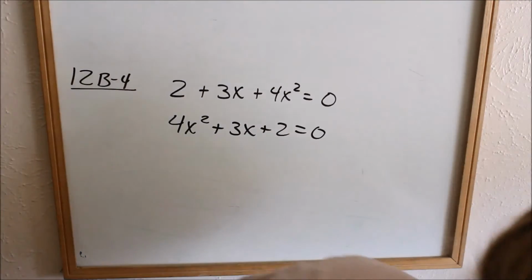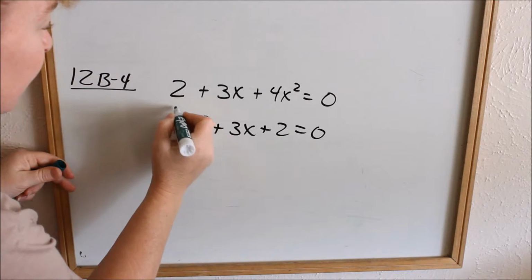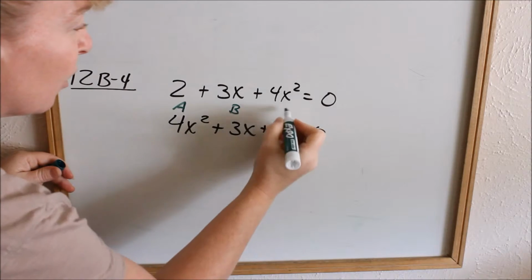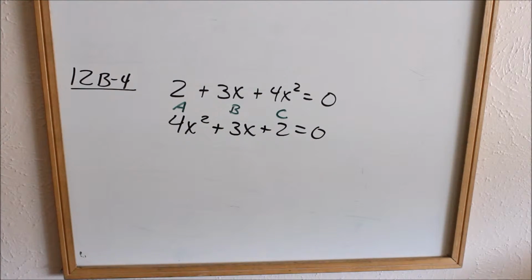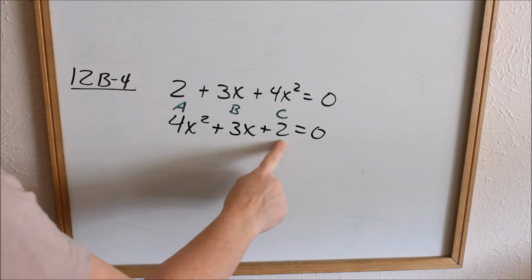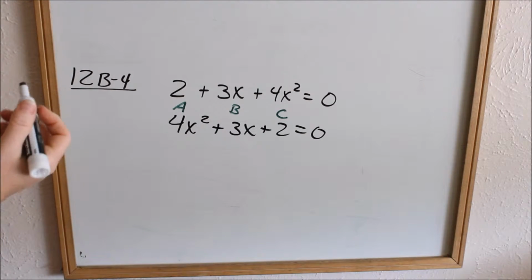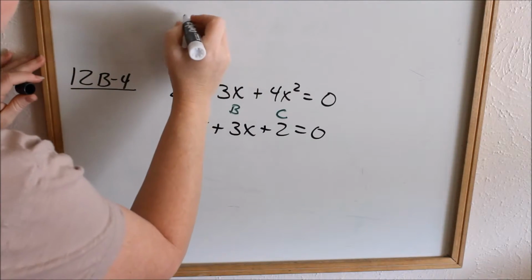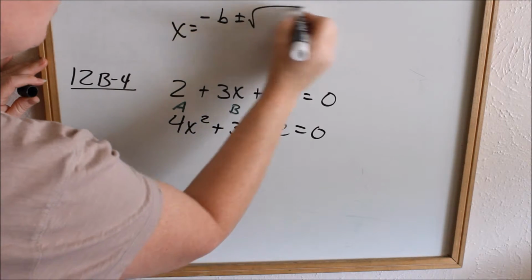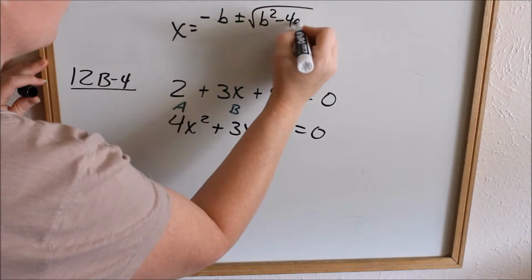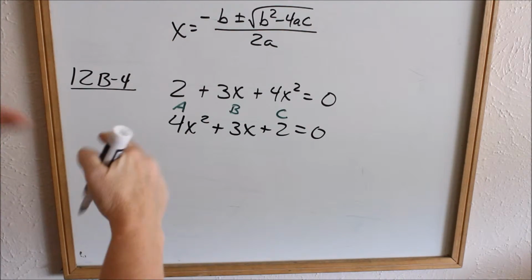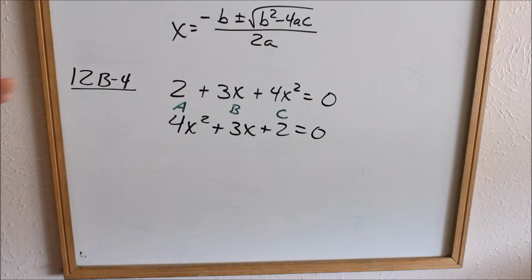Okay? So now we know that this is our a. A goes with the x squared term, b goes with the x term, and c is the whole number. So in this case, a is 4, b is a positive 3, c is a positive 2. Now we're ready to put everything in the quadratic formula. What is the quadratic formula? X equals negative b plus or minus the square root of b squared minus 4ac all over 2a. You can actually sing a little tune to that. Some teachers have done that.